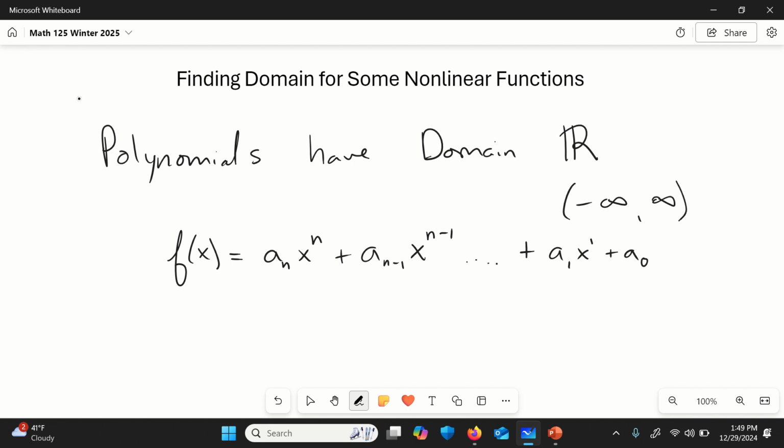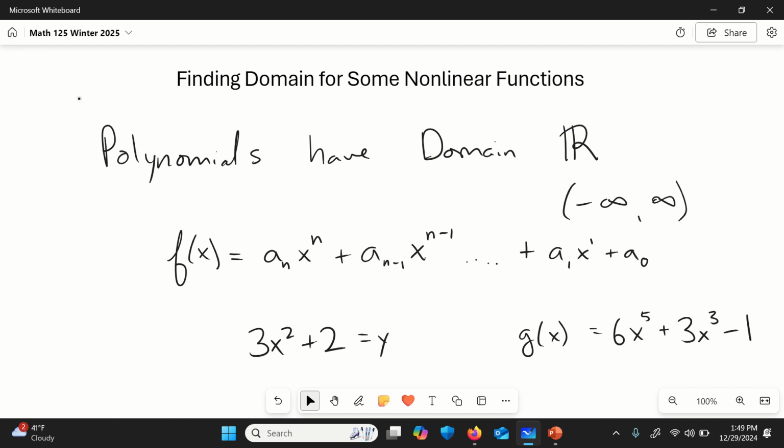So that's a polynomial. Things like 3x squared plus 2, or something like 6x to the 5th plus 3x cubed minus 1. Those would be two different examples of polynomials, and in both cases, you can plug in any number for x. There are no restrictions. You're allowed to take any real number and raise it to a power, to multiply, to add or subtract.